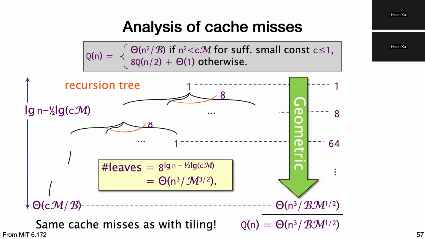So the way that this goes is like this. First, you figure out the recurrence, then you figure out the height, and using the branching factor and the height, you get the number of leaves. Then you have the number of leaves, and you have the cache misses per leaf, which is m over b, and you multiply them. So for the total cache misses, we have number of leaves times misses per leaf. That is this thing times m over b. And we get this bound, which is asymptotically the same as with tiling.